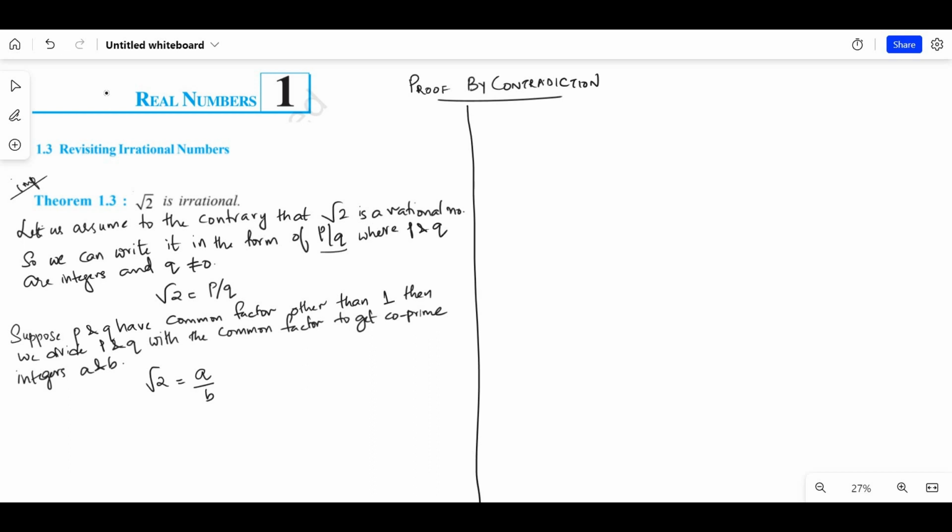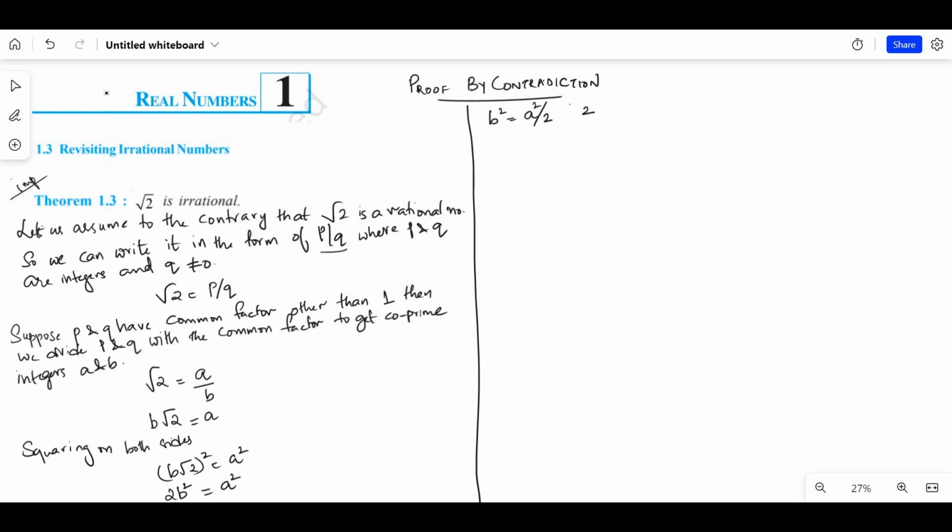Let's rearrange this and take B to the other side. B was the denominator on the right hand side. When it moves to the left hand side, it becomes the numerator. So B root 2 is equal to A. Now squaring on both sides, we get B root 2 the whole square is equal to A square, which gives 2B square is equal to A square. That is, B square is equal to A square by 2.